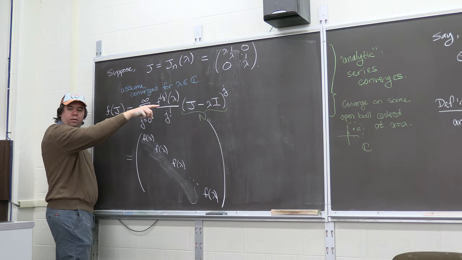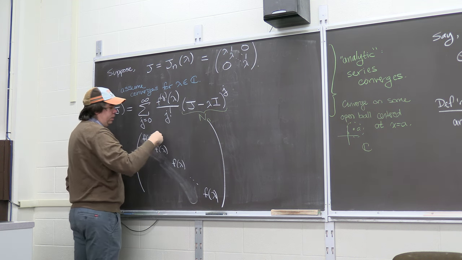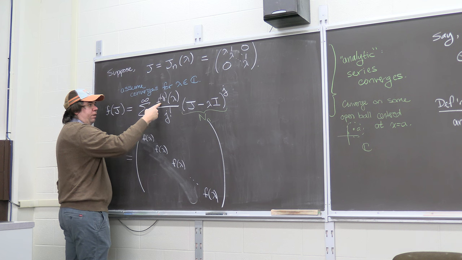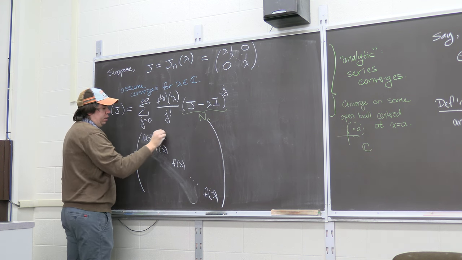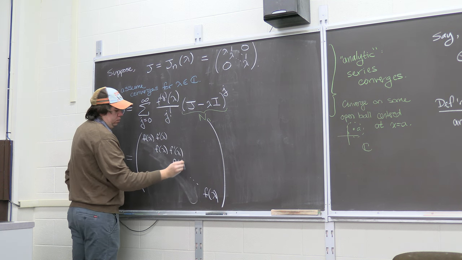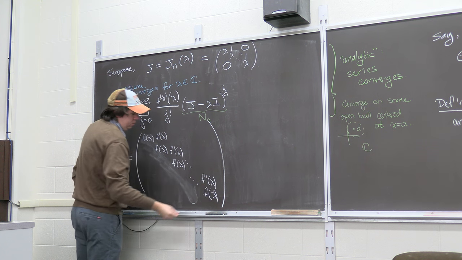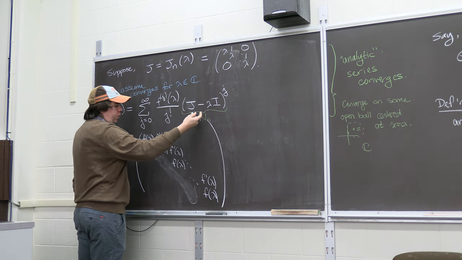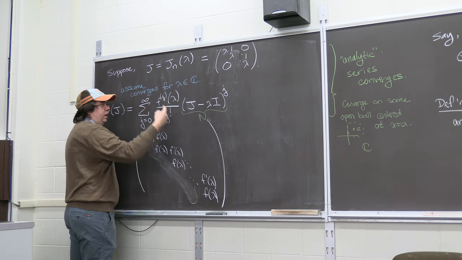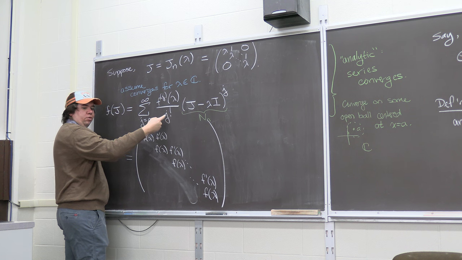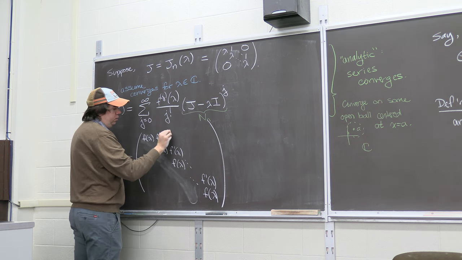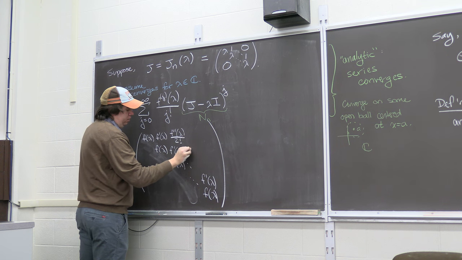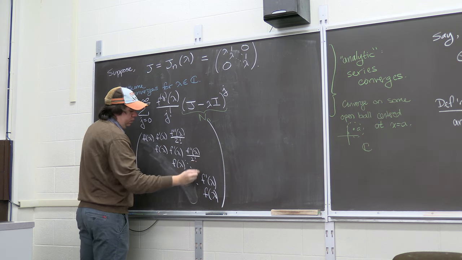But now let's let j equal 1. Now this is just ones on the superdiagonal, and those ones are getting multiplied by the first derivative of f at lambda. So f prime of lambda ends up on your superdiagonal. Then what happens if j equals 2? This is squared, so the superdiagonal moves up one, and j is 2, so you're doing the second derivative divided by 2 factorial. So on the next higher diagonal, you have the second derivative of f at lambda divided by 2 factorial.